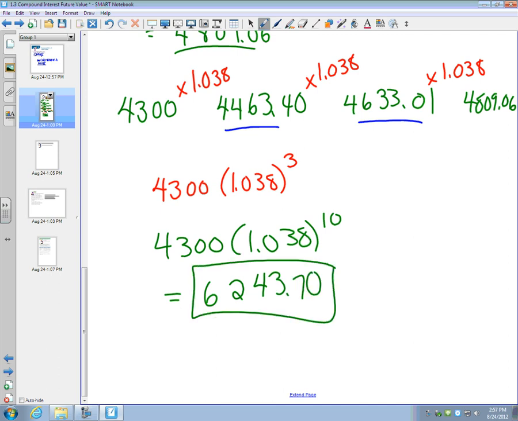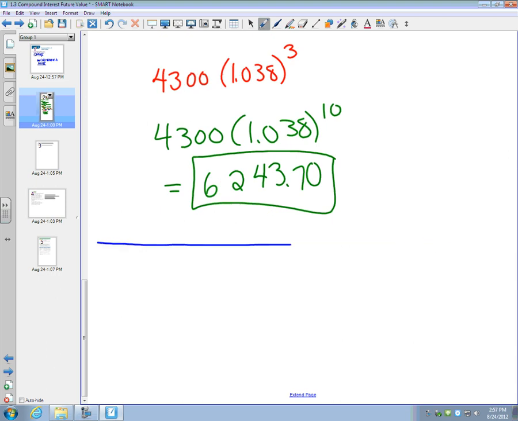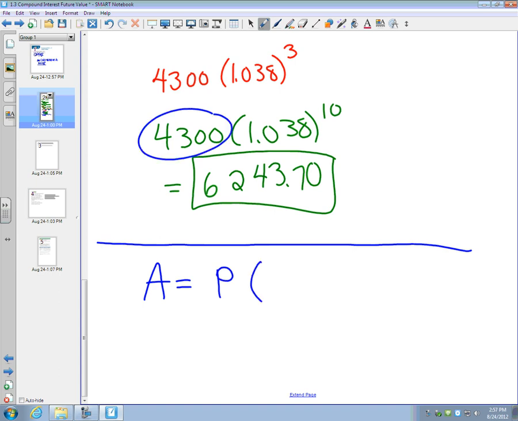She started with $4,300, and 10 years later, she had over $6,200. Okay, so to simplify, we've actually developed a bit of a formula. Our future value is equal to our principal times something in the brackets to the power of n, so the number of compounding periods. So look, 0.38 was our interest, so we go 1 plus our interest rate. Okay, so this is the formula we're going to use.